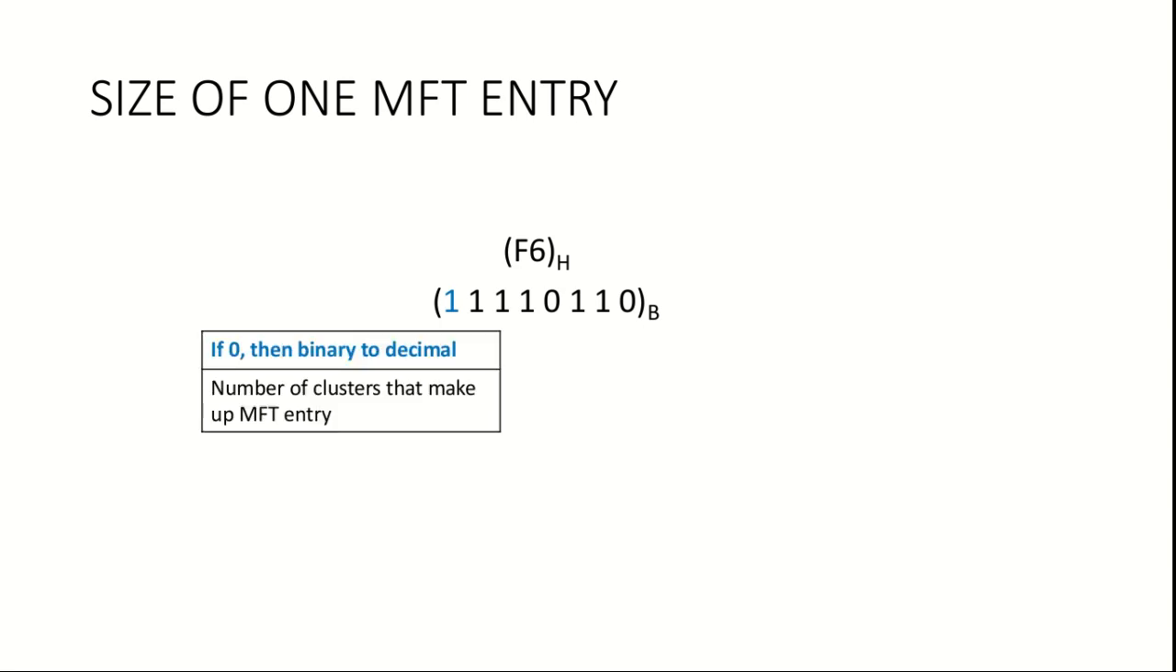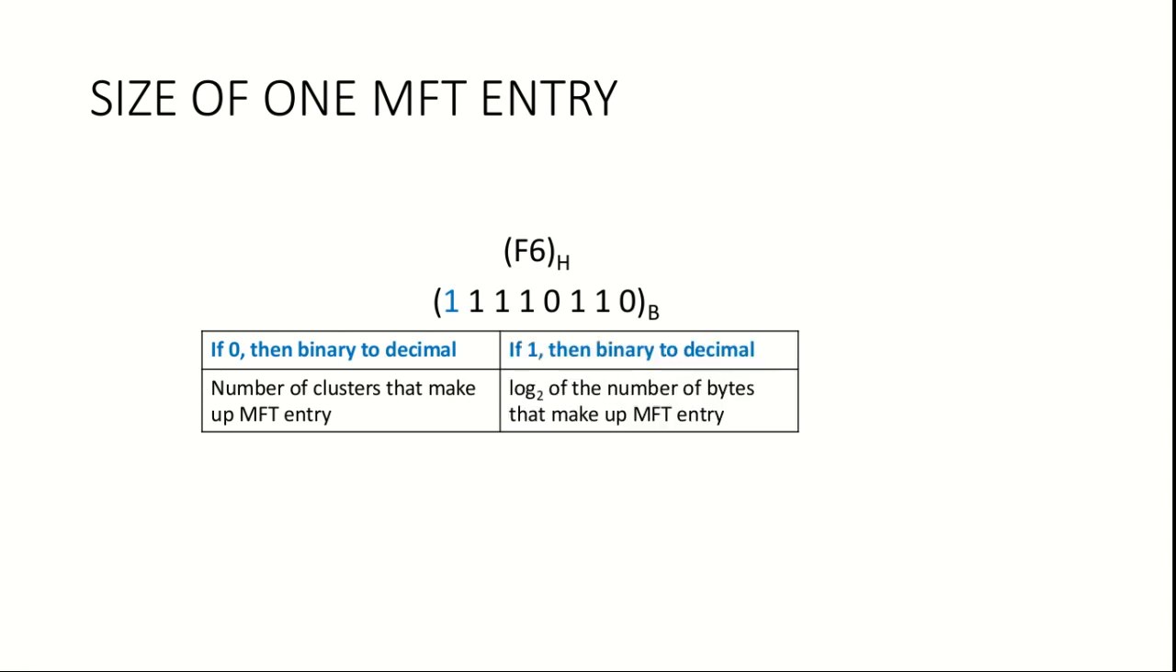If this bit is 0, the binary value when converted to decimal gives the number of clusters that make up an MFT entry. If this bit is 1, the binary value when converted to decimal gives the log base 2 of the number of bytes that make up an MFT entry. Here, the most significant bit is 1. In binary, this is said to be a negative number.